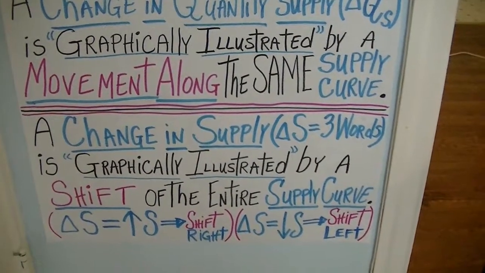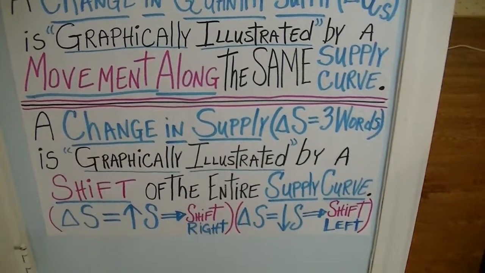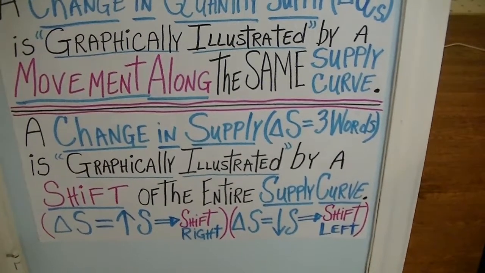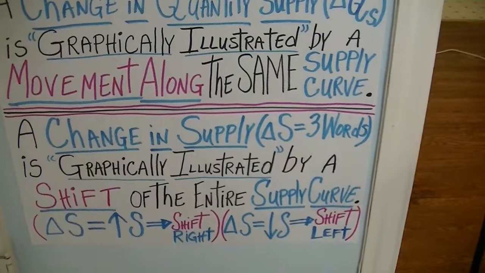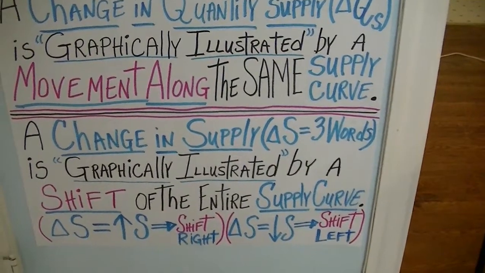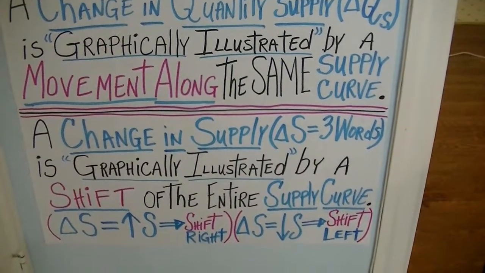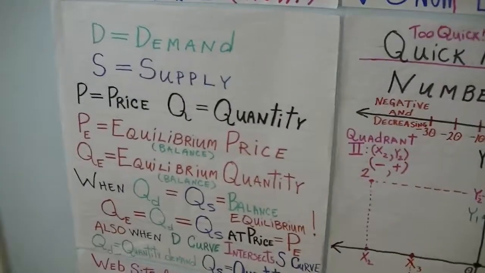And we graphically illustrate the change in supply by a shift of the entire supply curve. If there's an increase in supply, we shift right. If there's a decrease in supply, we shift left. Does that make sense? Wow, okay. Can't believe we got through all that. That's so awesome.